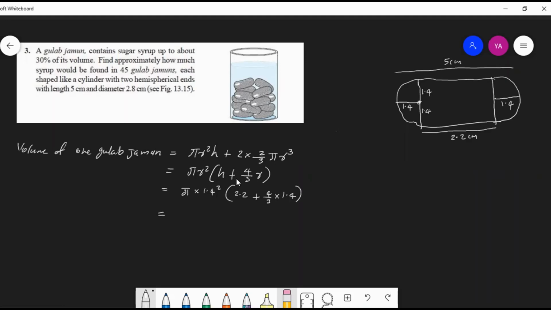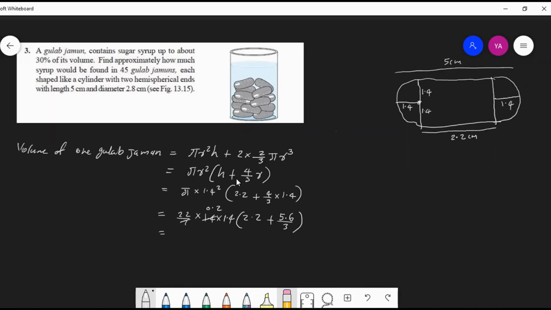Okay. So here 22 by 7 I substitute and 1.4 into 1.4. 2.2. We can write like this: 7 in 1.4, 0.2. Then 2.2 plus 4 by 3 into 1.4. We cannot cancel it. But 4 times 1.4, how much? 5.6 by 3. Okay, I'm not reducing this.